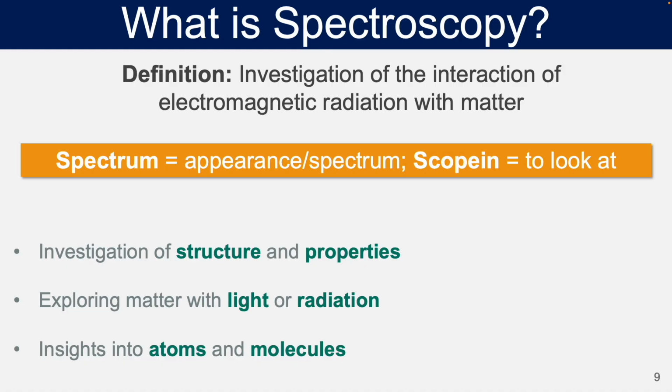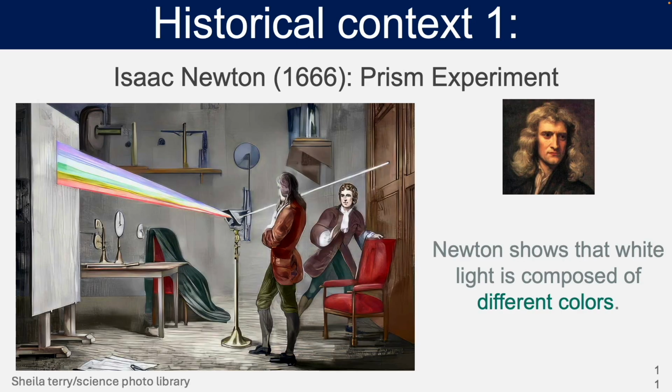Even the word tells the story. Spectrum comes from the Latin for appearance. Scopein in Greek means to look at. So spectroscopy literally means looking at appearances with light. To appreciate spectroscopy, we need to see where it began.